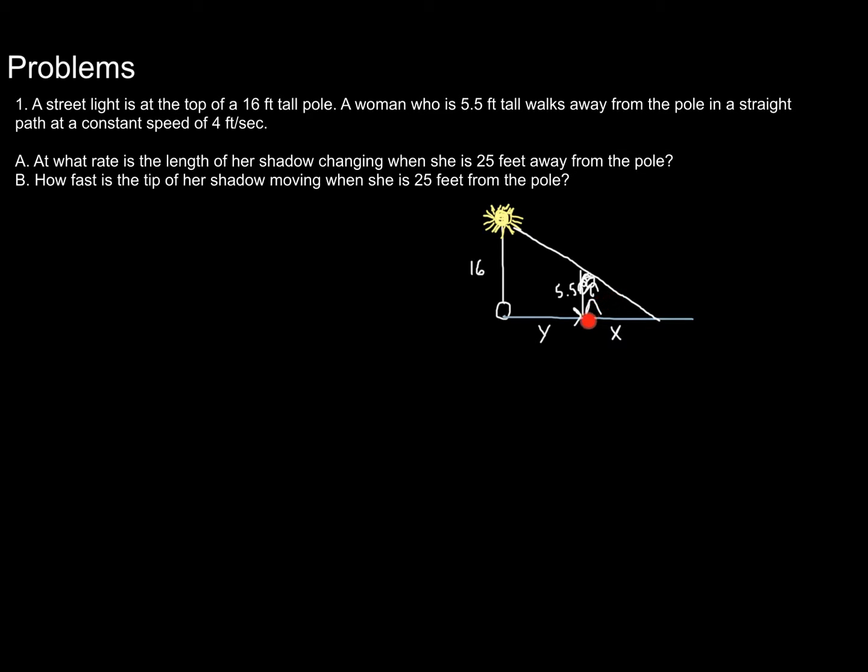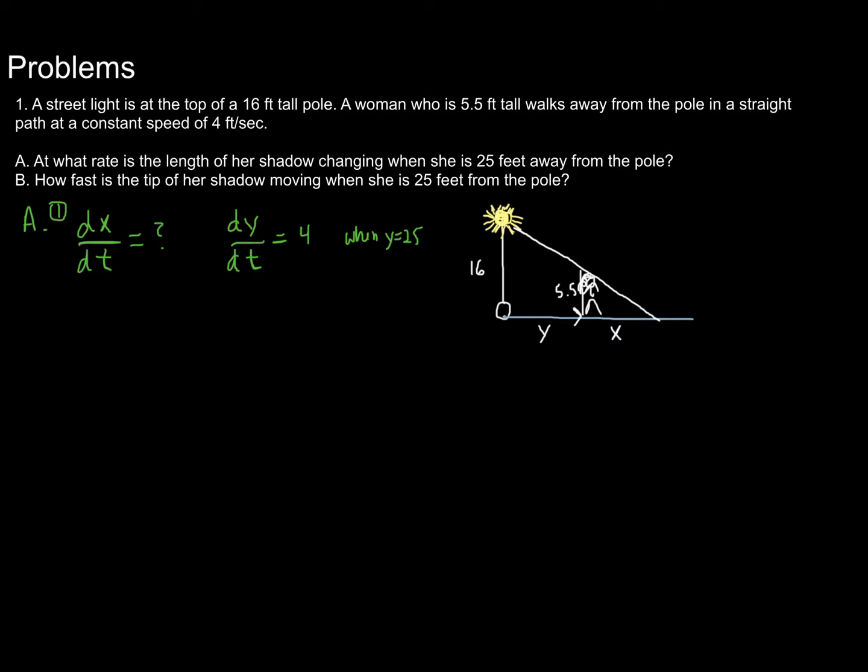So her shadow is going to be length x. It's the part of the light she's blocking out. And length y is going to be her distance away from the lamppost. And of course, we also know that she's walking away from the lamppost at a constant speed of 4 feet per second, so we know that dy/dt is 4 feet per second. All right, let's go ahead and get into part A.